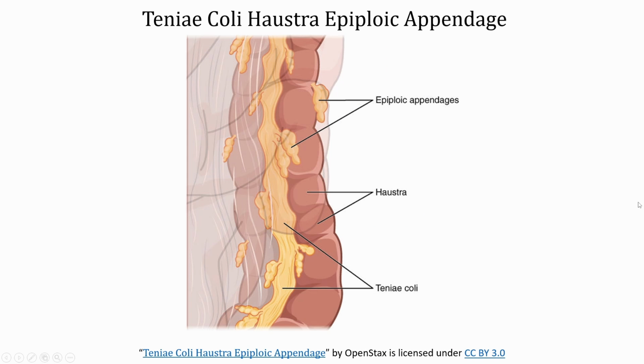And then here's that taeniae coli with the haustra as well. So the taeniae coli is kind of running along here, right? And then the haustra, see these little bumps, right? How it kind of forms almost like an earthworm is kind of what it looks like. So each ring around is a haustra. That's going to be formed by that taeniae coli.